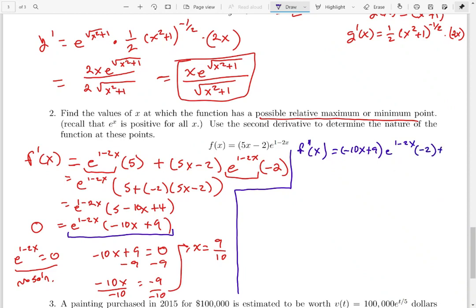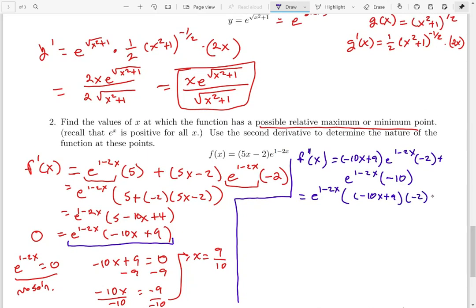Then that's going to be plus, and sorry for the lack of space here, leave the first function alone, that's e to the 1 minus 2x, times the derivative of the second, but that's just going to be the derivative of negative 10x plus 9, or negative 10 plus 0. Well then, if you want, let's factor out that e to the 1 minus 2x again, and so that's all going to equal e to the 1 minus 2x times negative 10x plus 9 times negative 2 plus negative 10.